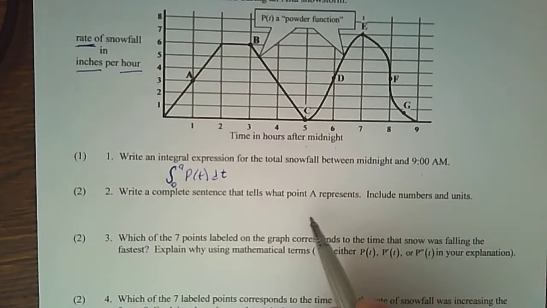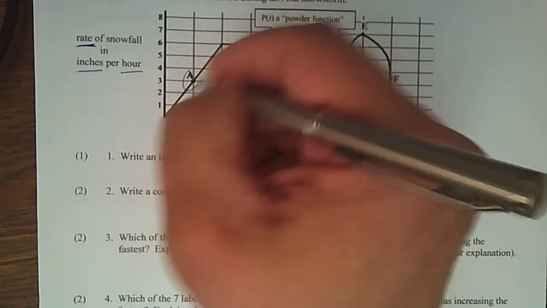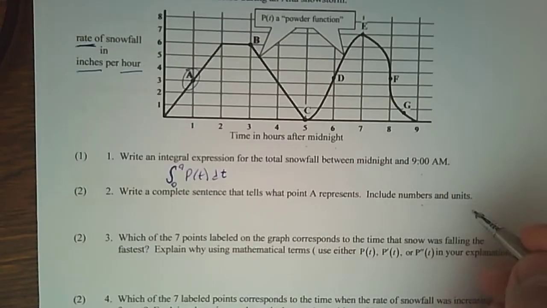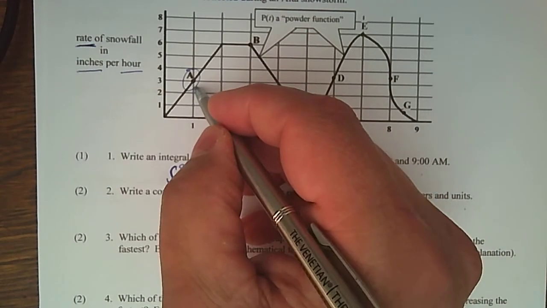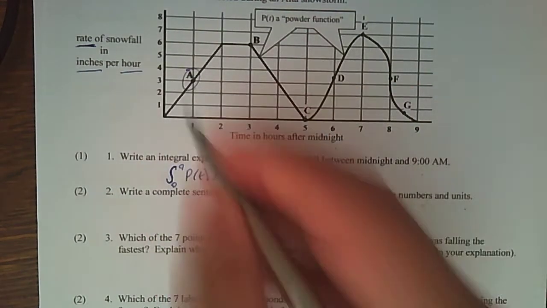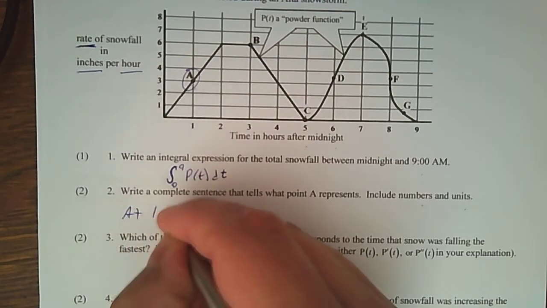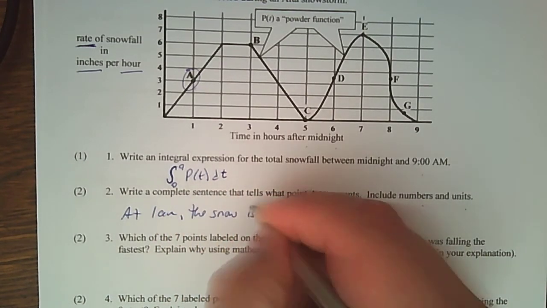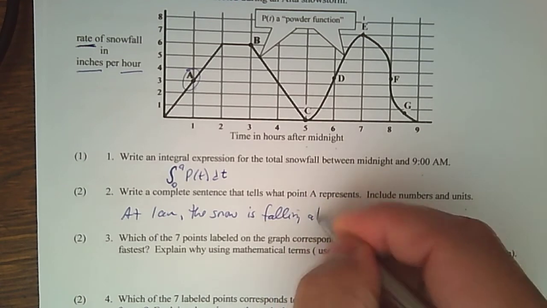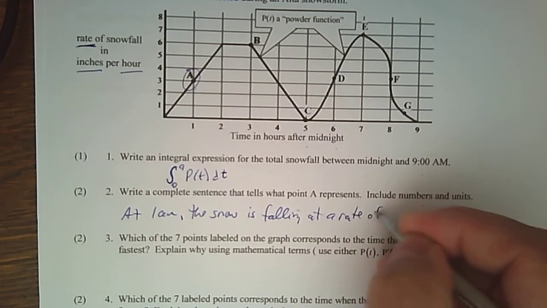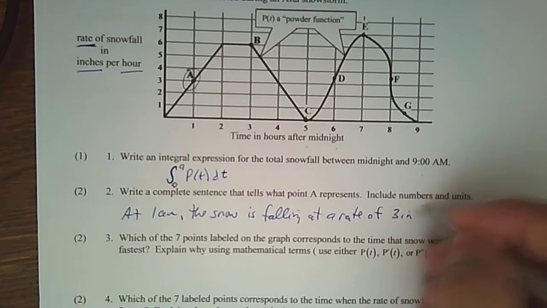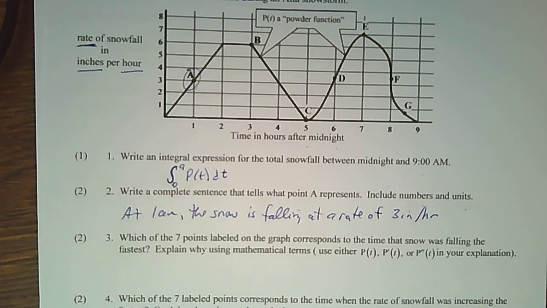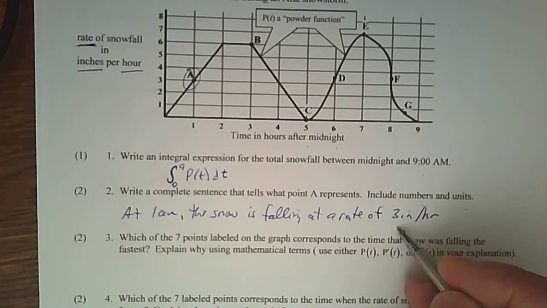Write a complete sentence that tells what point A represents. Oh, there's point A. Include numbers and units. So point A is a rate. So we need to involve both axes. So point A is at what? At 1 a.m. So I'm going to write that down. At 1 a.m., what's happening? The snow, that's the story, is falling at a rate of 3 inches per hour. And notice that when it's just a point on a rate graph, it's a rate. But if I'm integrating it, then it no longer would be a rate.